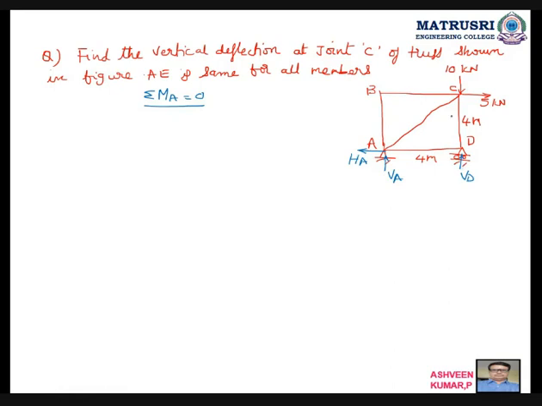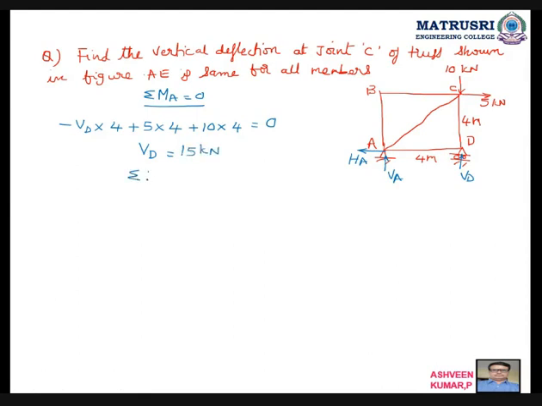VD into 4 is anti-clockwise, so minus VD into 4. Then 5 into 4 is clockwise, plus 5 into 4. Then 10 into 4 is also clockwise, plus 10 into 4 is equal to 0. We will get the value of VD as 15 kilonewton.